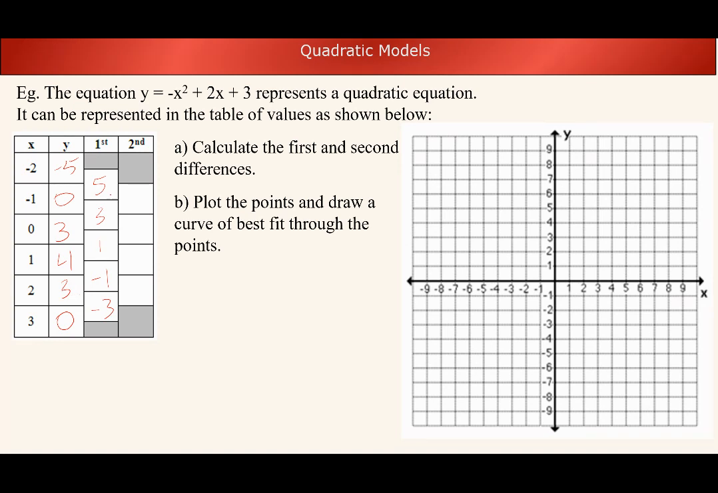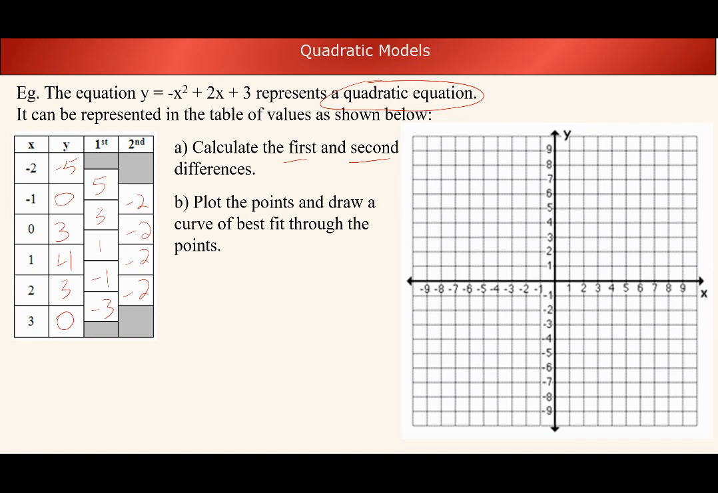The second difference, how do you go from 5 to 3? It's minus 2. 3 to 1, minus 2. 1 to negative 1, minus 2. Negative 1 to negative 3, also minus 2. So we've calculated the first and the second differences in this one. Now, one of the things we're going to get in the summary note here is that when the second differences are equal, that is one thing that does tell you that it's a quadratic model. In any event, let's plot these points.